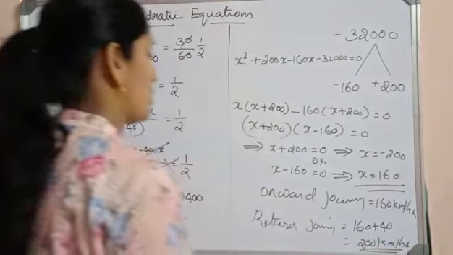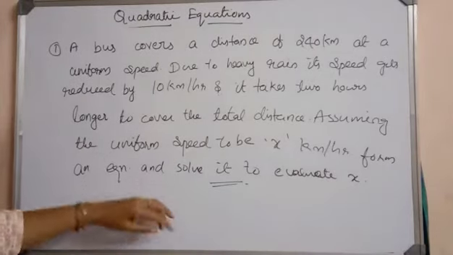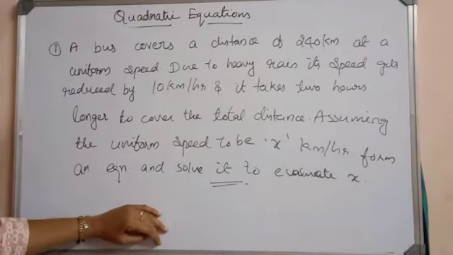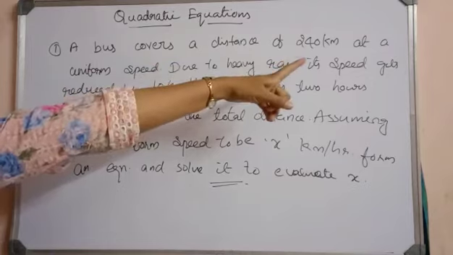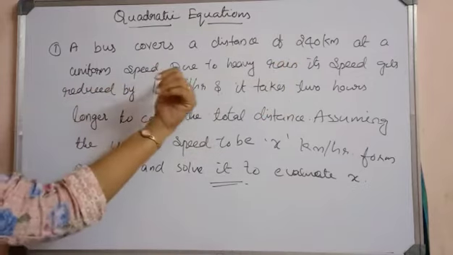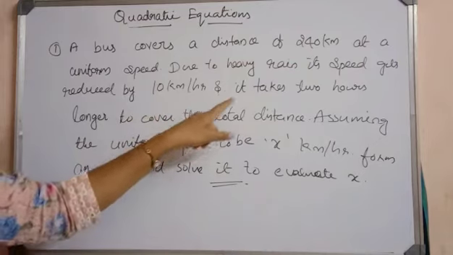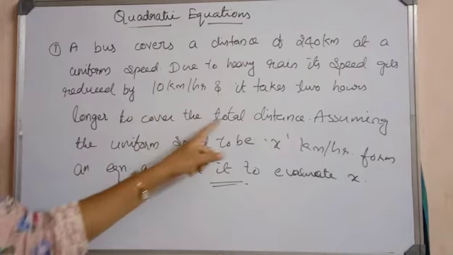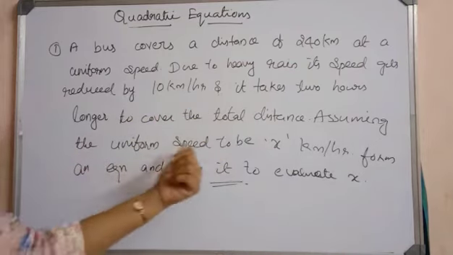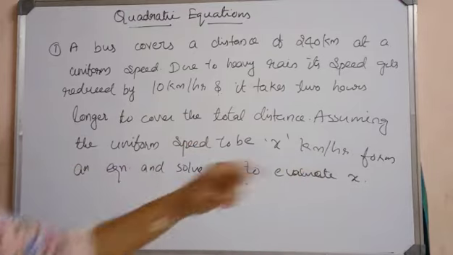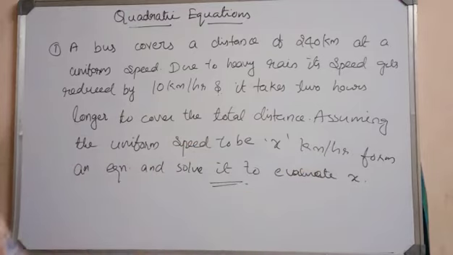This was our question. Now this question is for you. Solve it and let me know the answer. A bus covers a distance of 240 km at a uniform speed. Due to the heavy rain, its speed gets reduced by 10 kilometers per hour, such that it takes 2 hours longer to cover the total distance. Assuming the uniform speed to be x km per hour, form an equation and solve it to evaluate x.